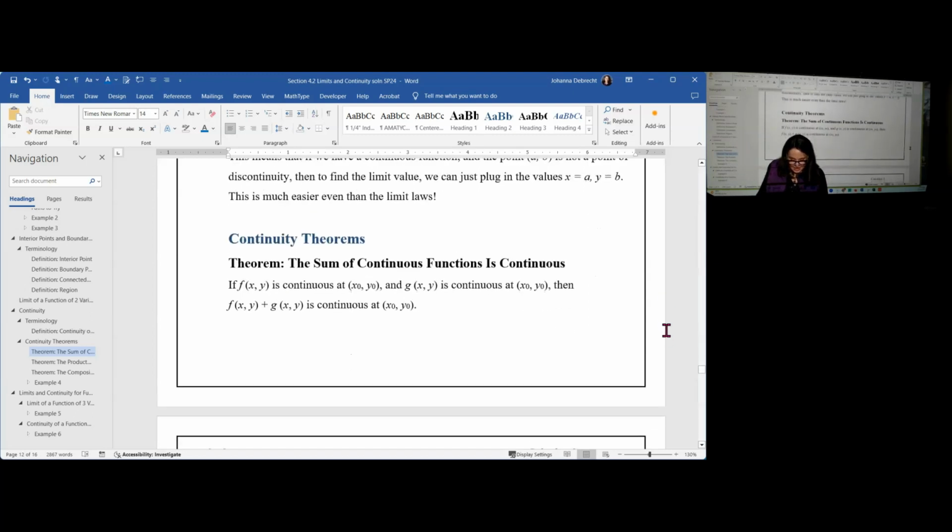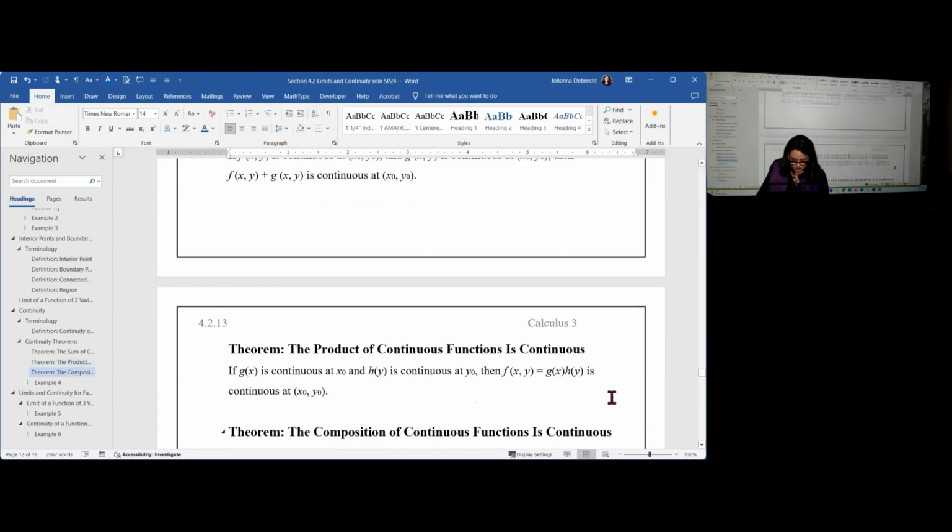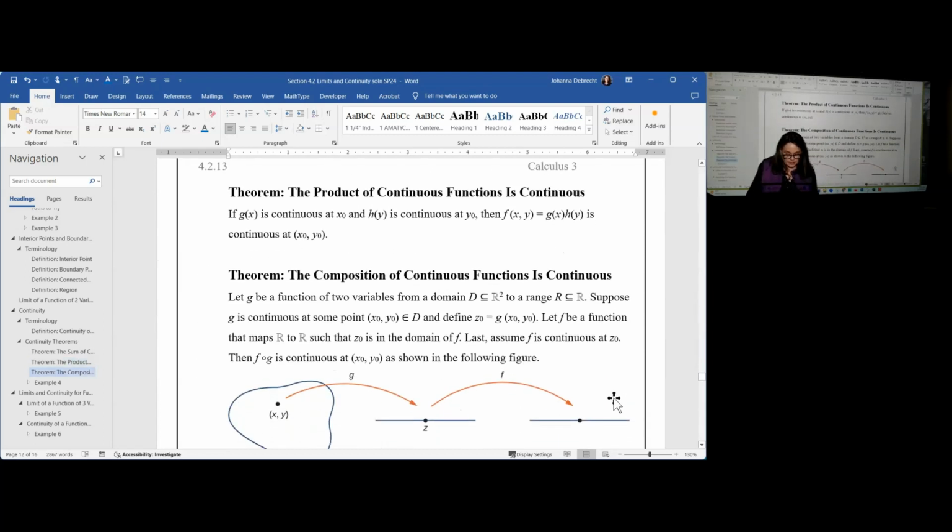Let's take a look at the sum of continuous functions. If you know that f as a function of x and y is continuous at some point x naught, y naught, and g of x y is also continuous at that same ordered pair x naught, y naught, then their sum is also continuous at x naught, y naught, and their difference as well. Let's take a look at the product of continuous functions. The product of continuous functions is the same as well.